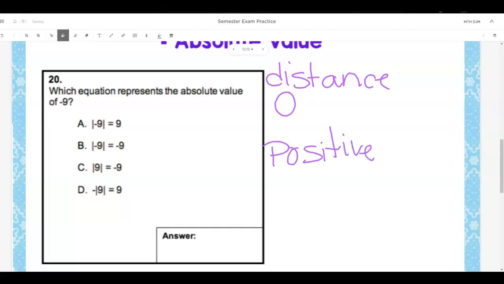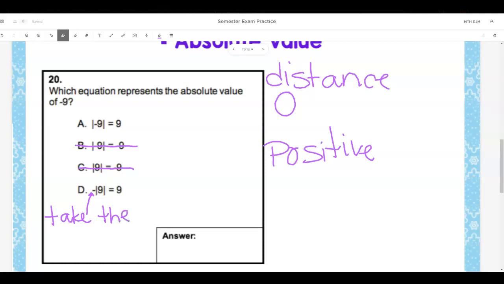The distance from 0, and it's always positive. So which of these equations represents the absolute value of negative 9? Negative 9 is going to go through the absolute value bars, and it's going to turn it positive. Well, B and C both have negative answers, so it can't be those. And D here has this little extra negative, and that one means to take the opposite.